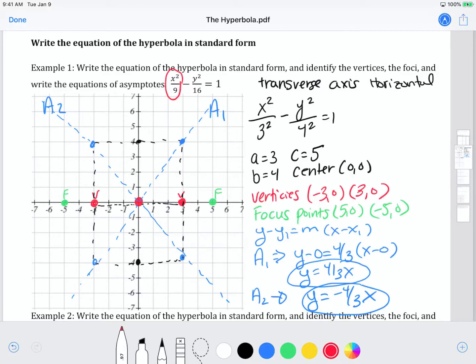Now that I have my asymptotes, I can see how wide this opens. So from my vertex, it's going to open up like this. It's never going to touch my asymptote, but it's going to get really close. And then here's the length of my transverse axis. From the center out is a distance of 3, so the whole length of my transverse axis would be 6.